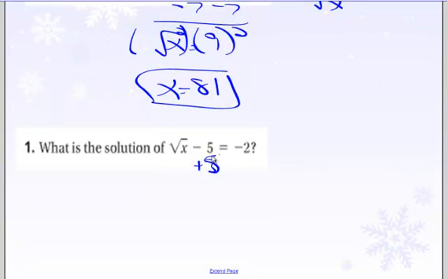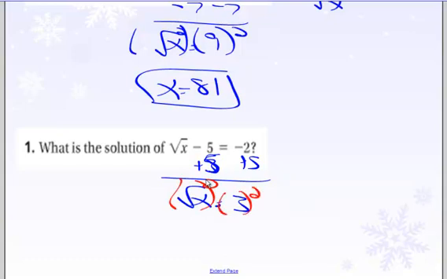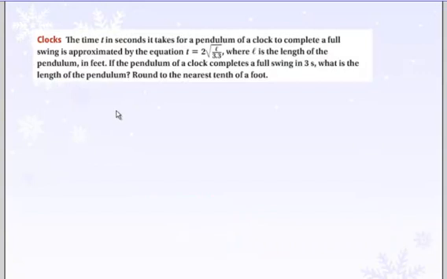So plus 5, plus 5. Square root of x is equal to 3. And if I want to get rid of the square root, we're going to square both sides. So x is equal to 9 this time. Okay, plug it in. Square root of 9 is 3. 3 minus 5 is negative 2. So that's okie dokie. So just combining the fact that you know how to solve these using plus 5 and how to get rid of squares and square roots.